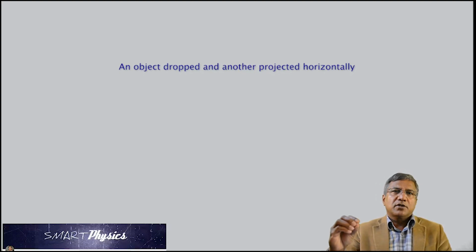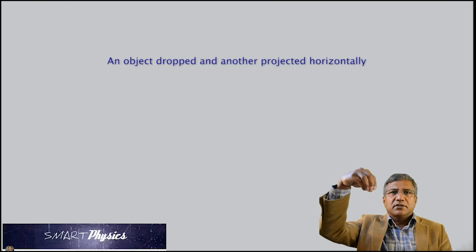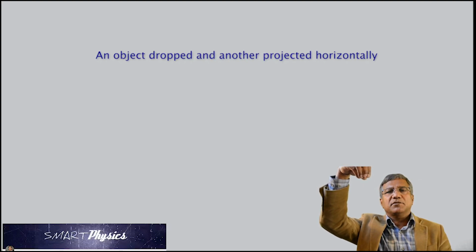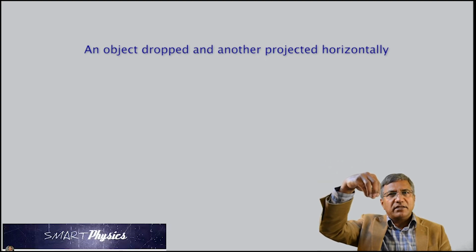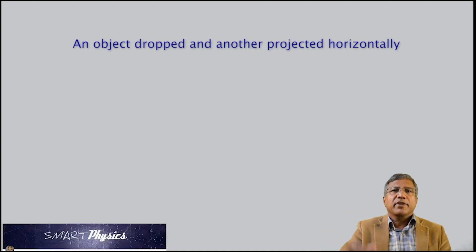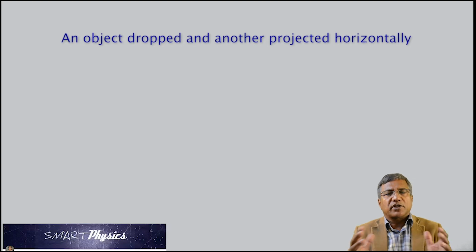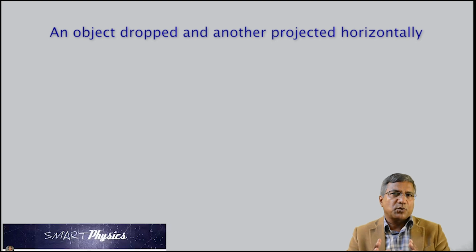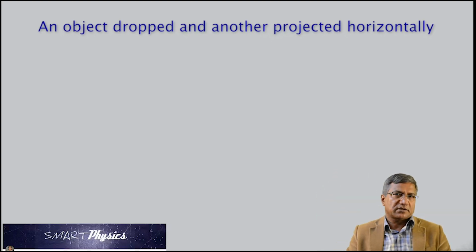First of all, we're going to consider that an object is dropped. The object is just dropped from a height of 19.6 meters from the ground. So the object is being held at rest and it's just dropped vertically from a height of 19.6 meters. And we are trying to find the time taken for this to hit the ground. Of course, this is one-dimensional motion because it's only moving along the y-axis.